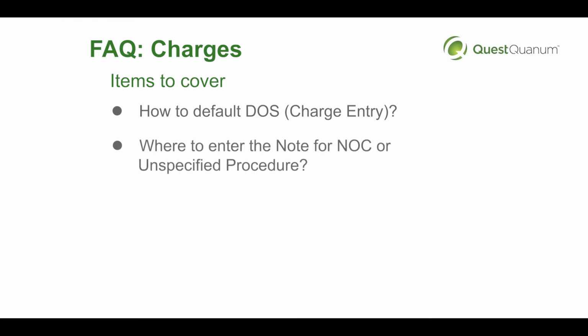where to enter the note for NOC or unspecified procedure. This is for in the electronic segment where loop 2400 is. This is typically required for NOC or unspecified codes that you transmit to CMS, Medicare, where you need to present that note with additional information. So where would you present that info?